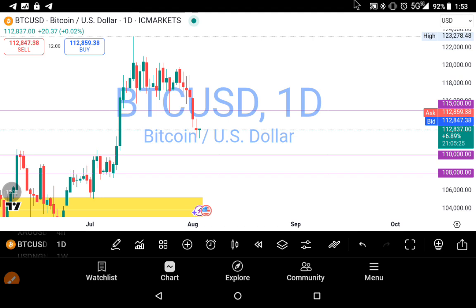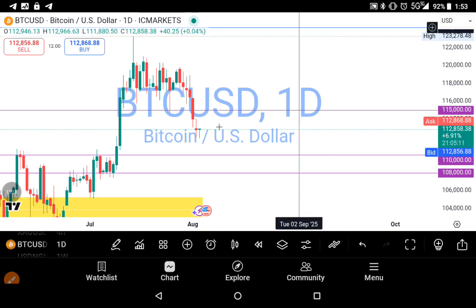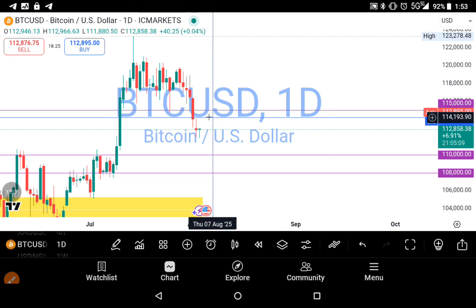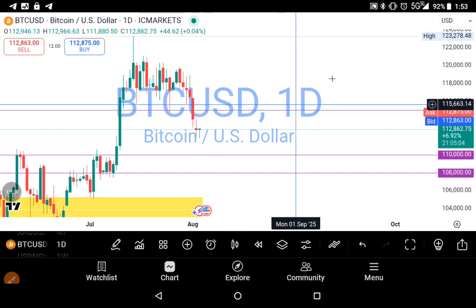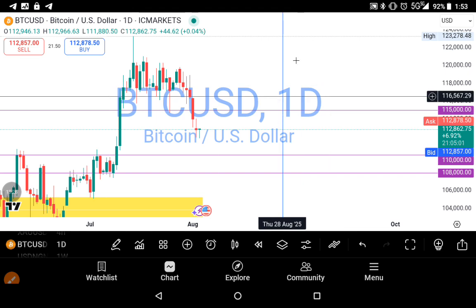So 115,000 serving as a resistance to the price, then we should be able to see 110,000. But if the market price stays above 115,000, we should be able to see 120,000 again.